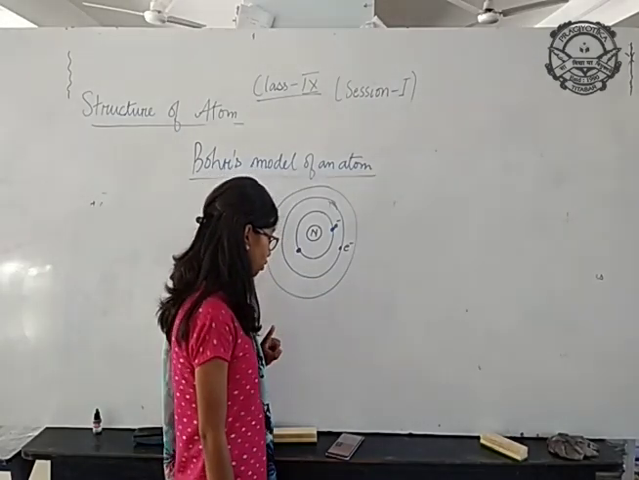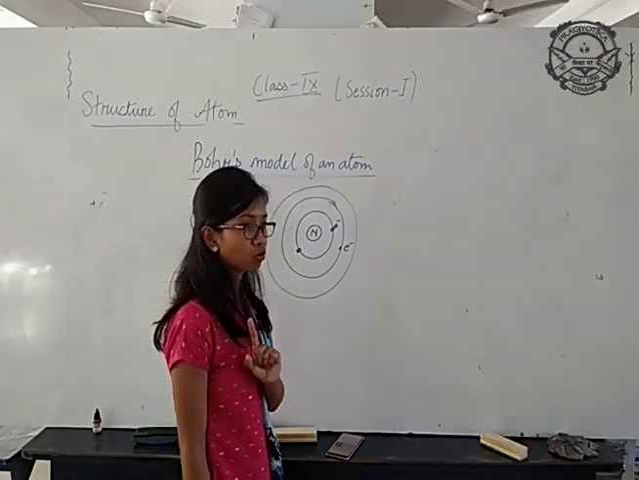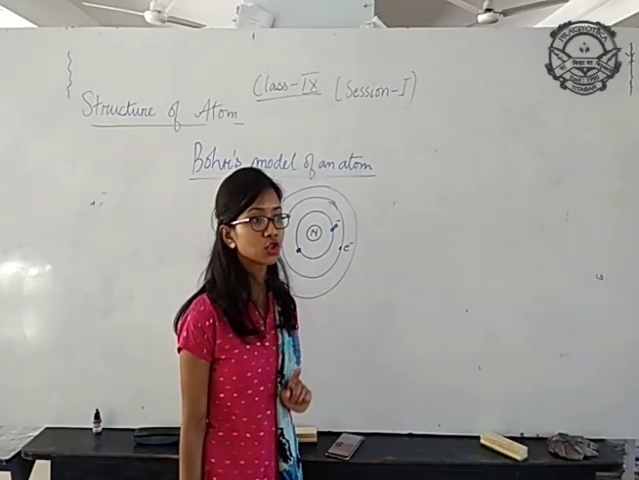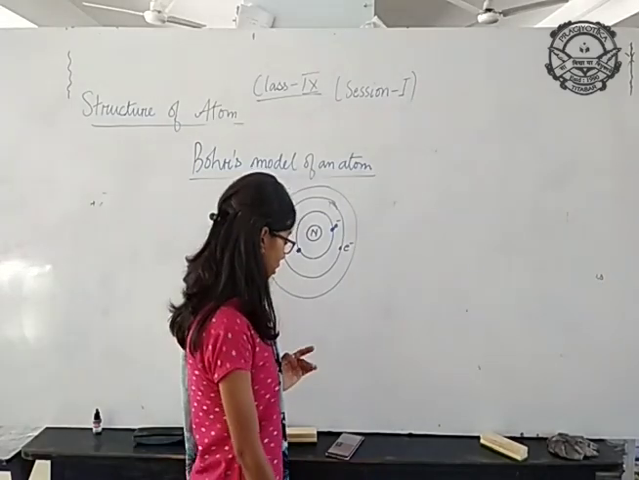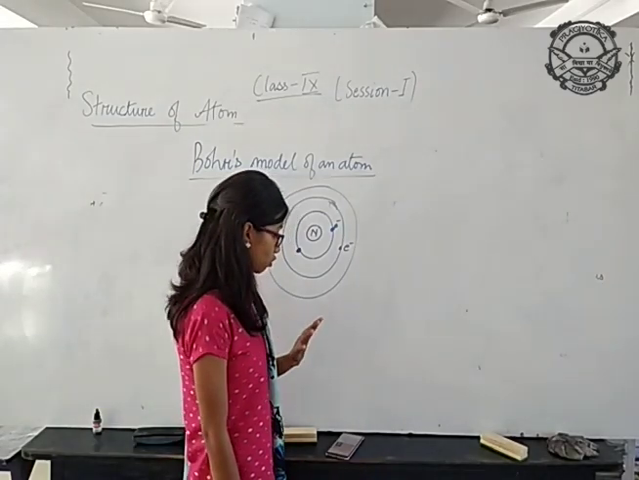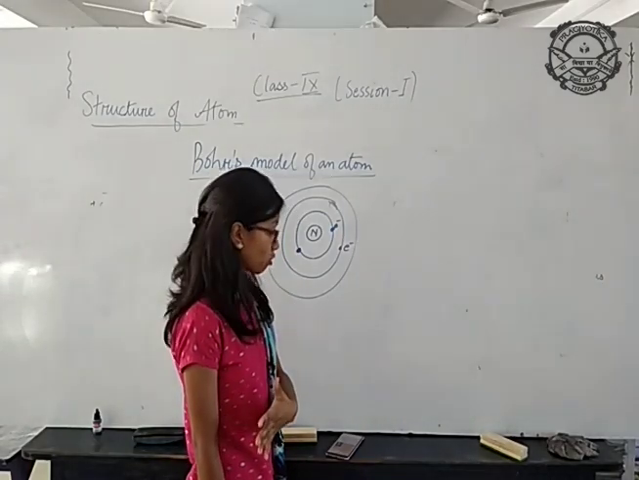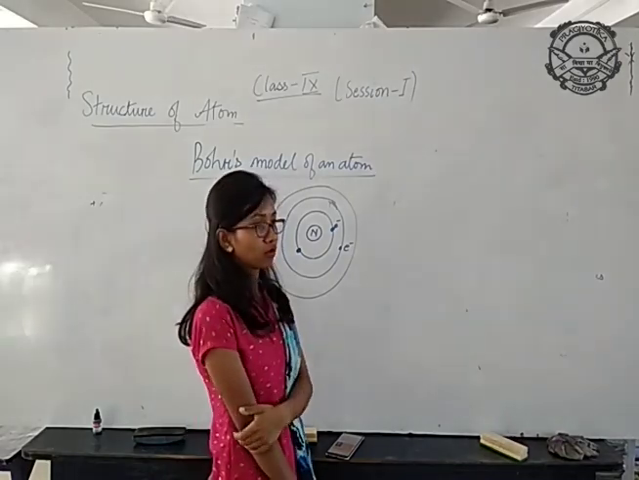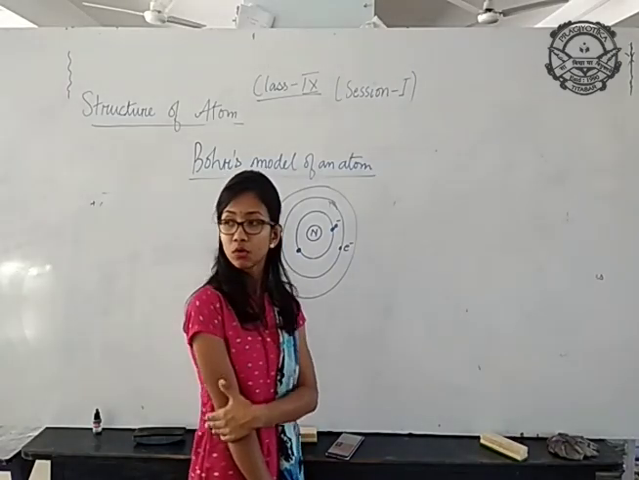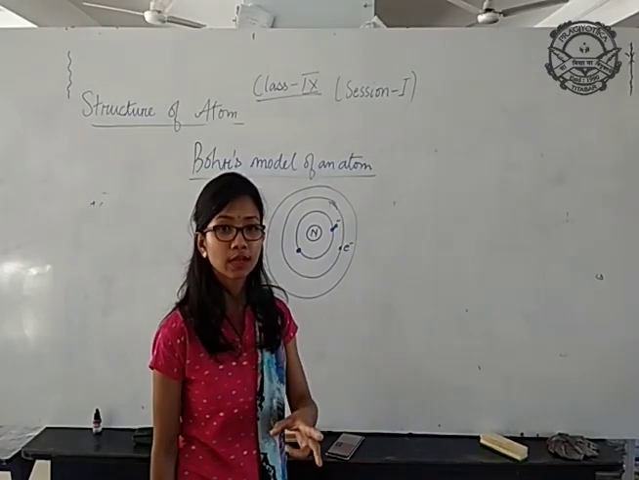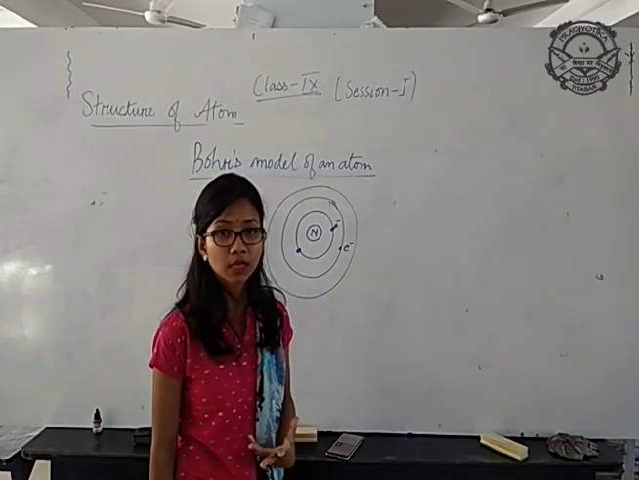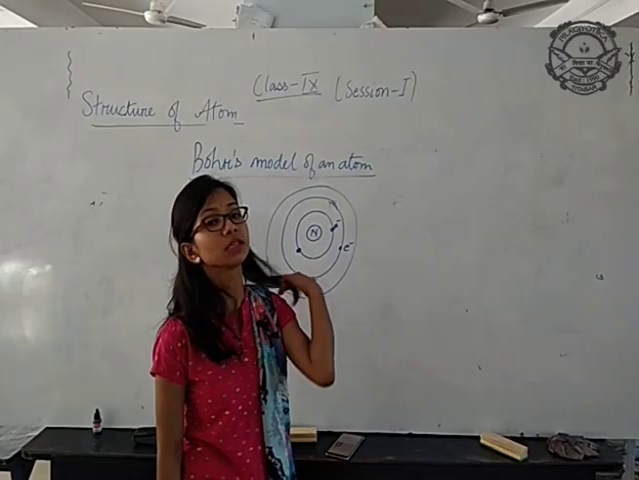Next, the first point, you can go through your book: only certain spatial orbits are permitted inside the atom for the electrons. And these orbits are known as discrete orbits. Discrete means they are only for 2 electrons, or say for example only for 8 electrons. So these are therefore known as discrete.